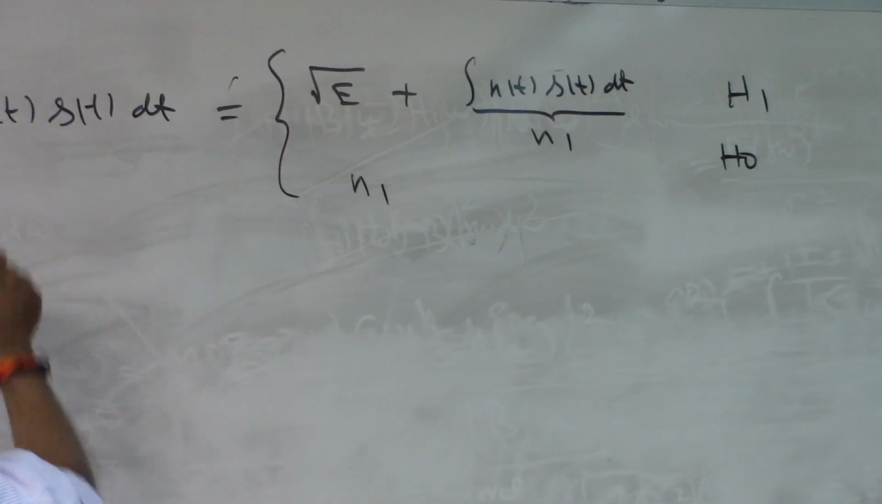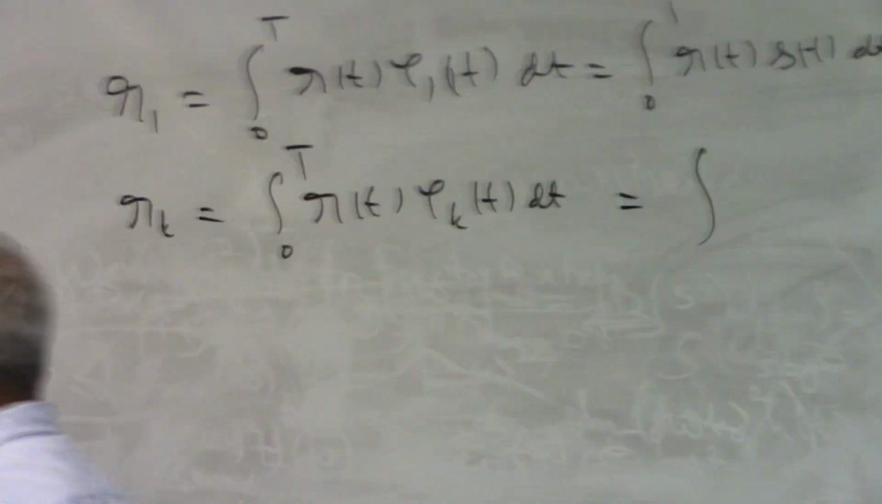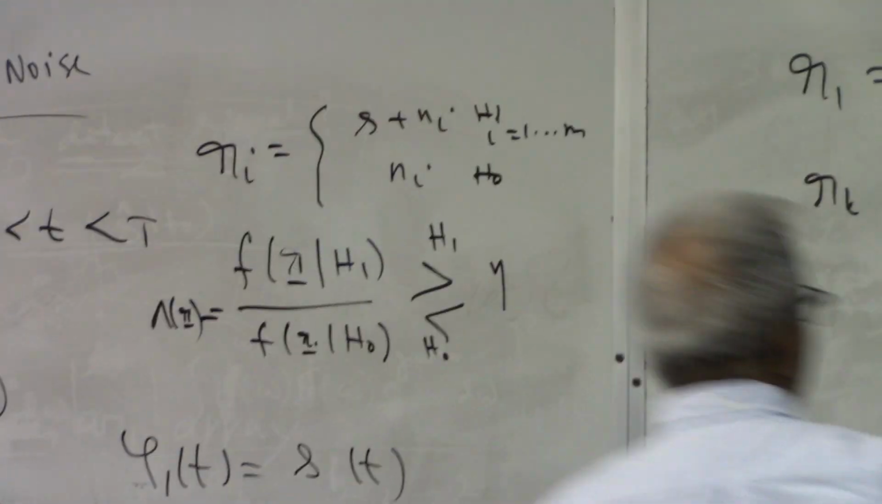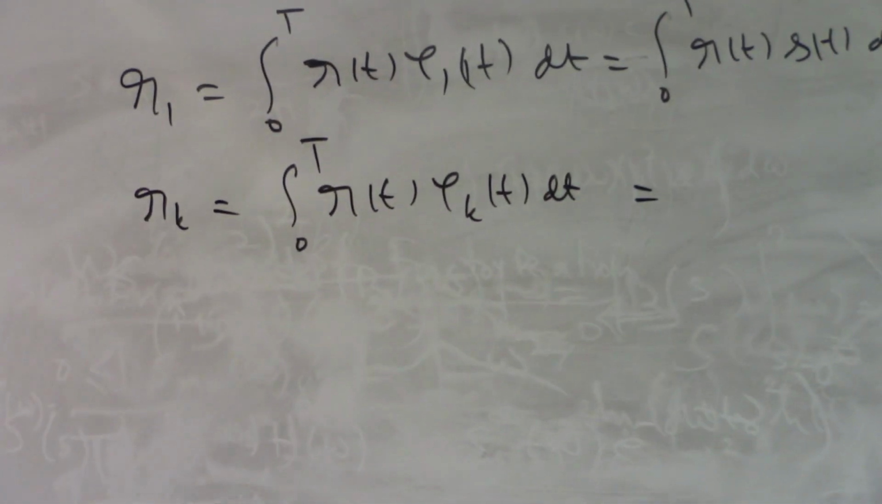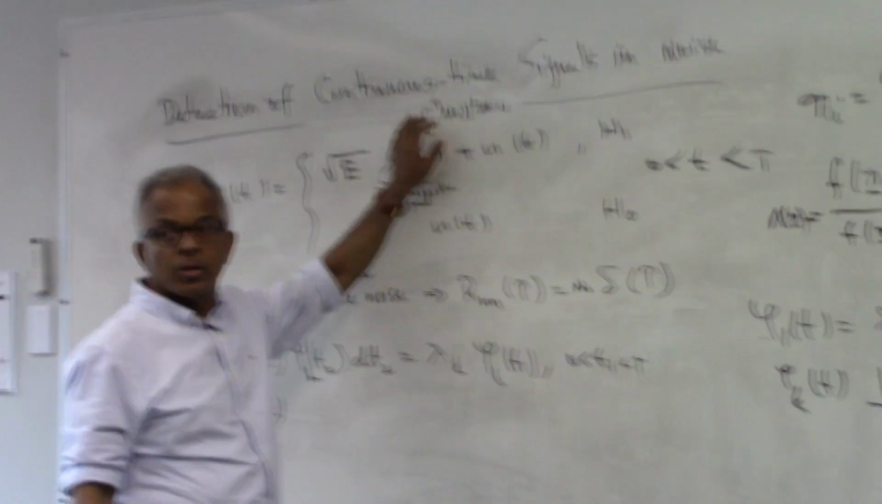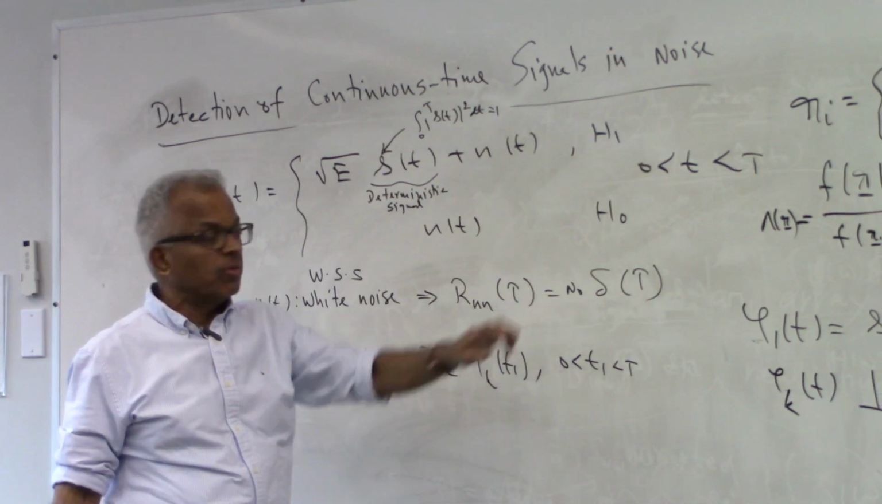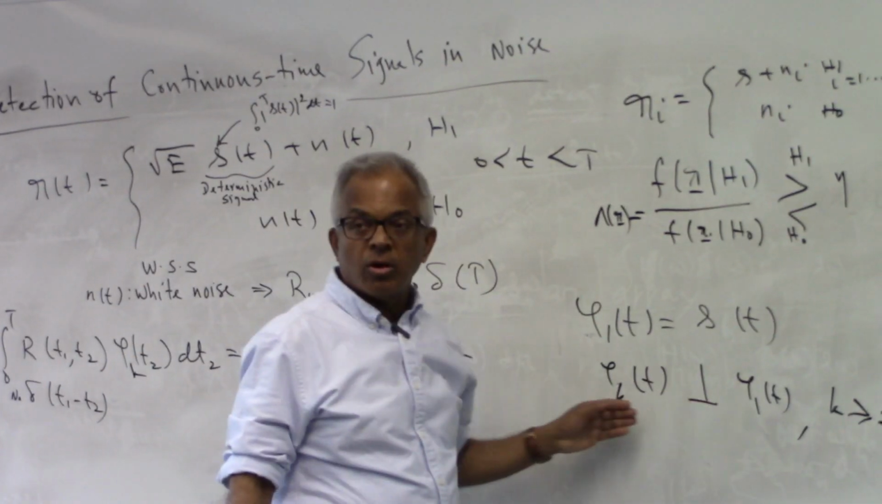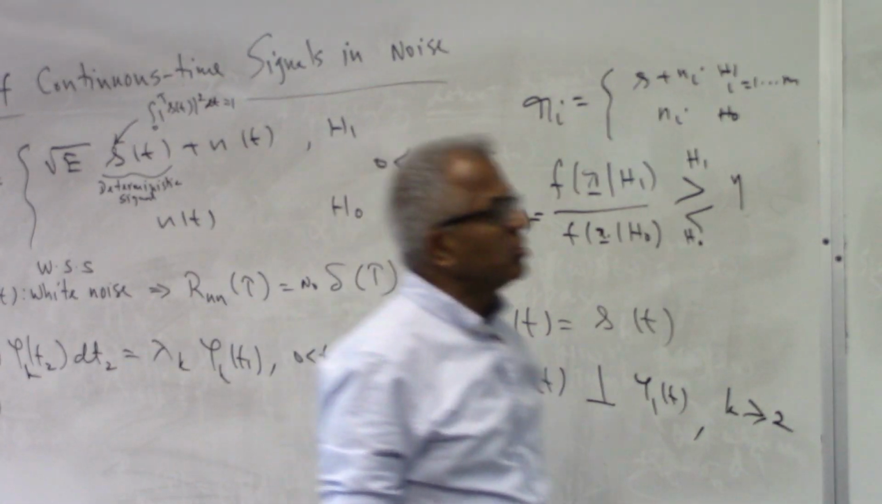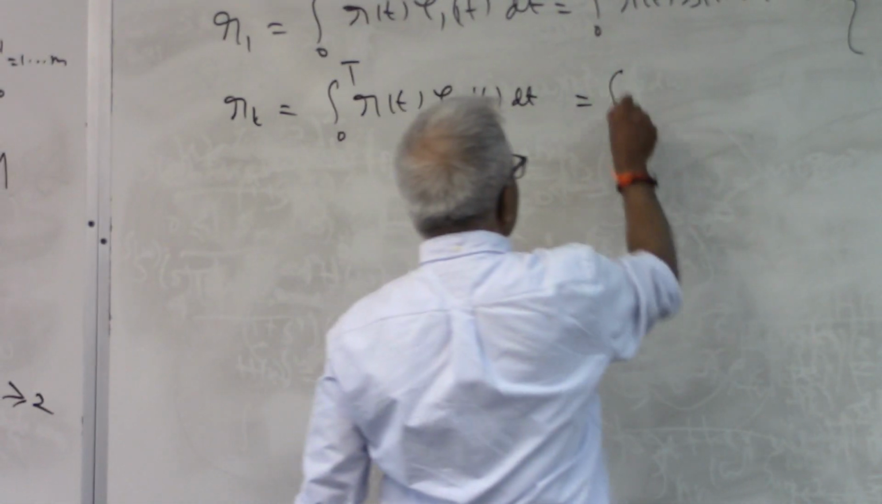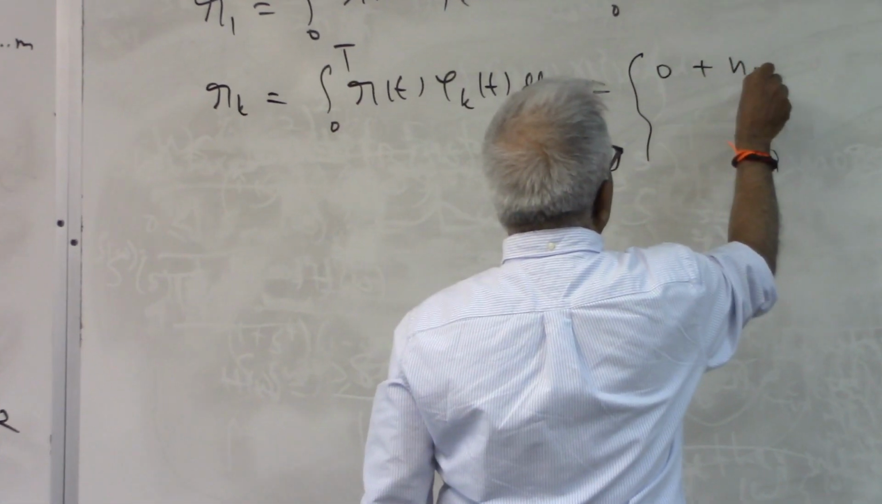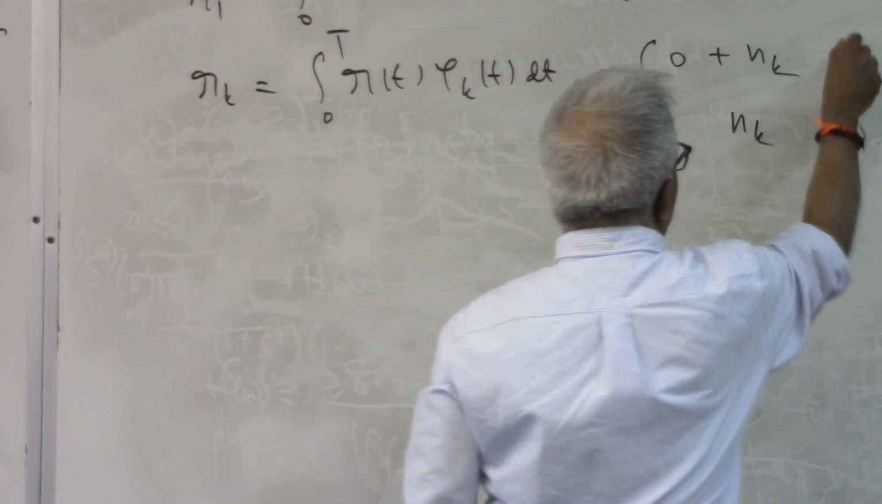Similarly, what will be Rk? Anybody? Look at here. When I take any one of these functions and correlate with this, what do you get? Because this is phi 1, and phi 1 is orthogonal to all of them. So this is going to be simply 0 plus nk. This is going to be just nk.